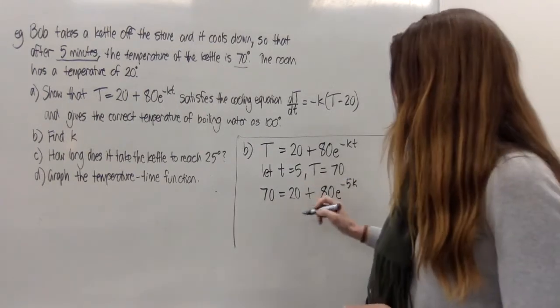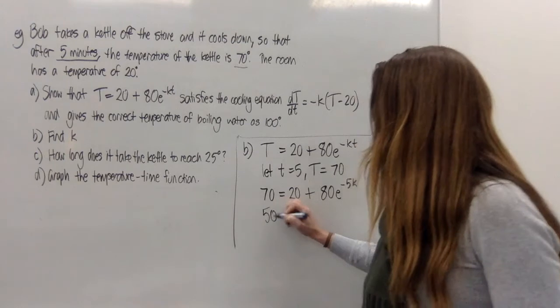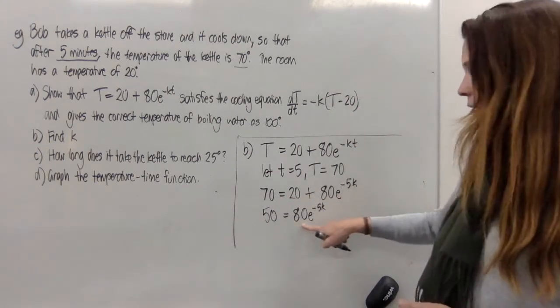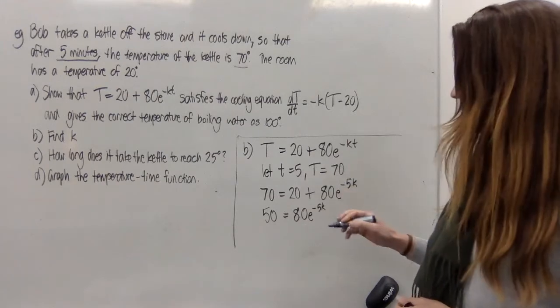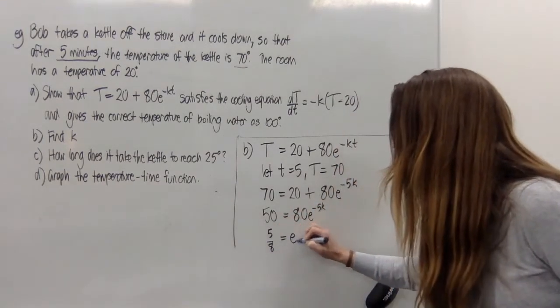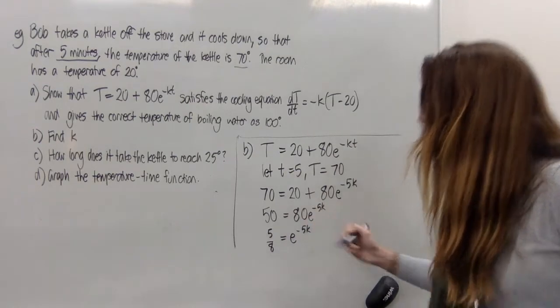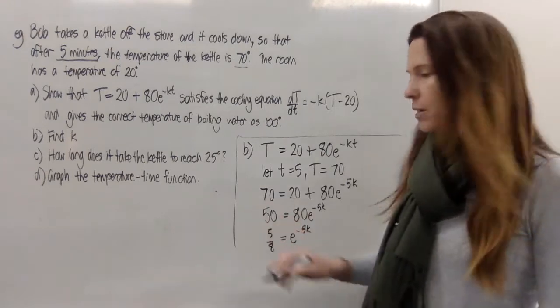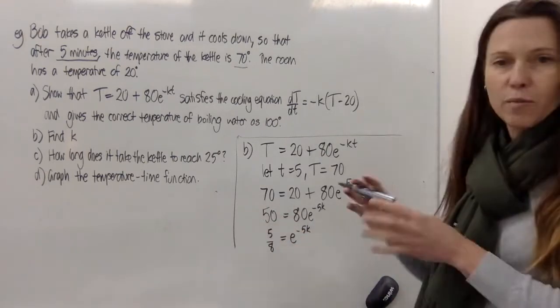So let's get this a bit simpler. Let's subtract 20 from both sides. Now let's get rid of the 80 by dividing both sides by 80. So I'm going to have 5/8 over here is equal to e to the minus 5k. And just leaving it like that is quite straightforward. You could have it as a decimal, 0.625. Now I've got it in 3 bits.